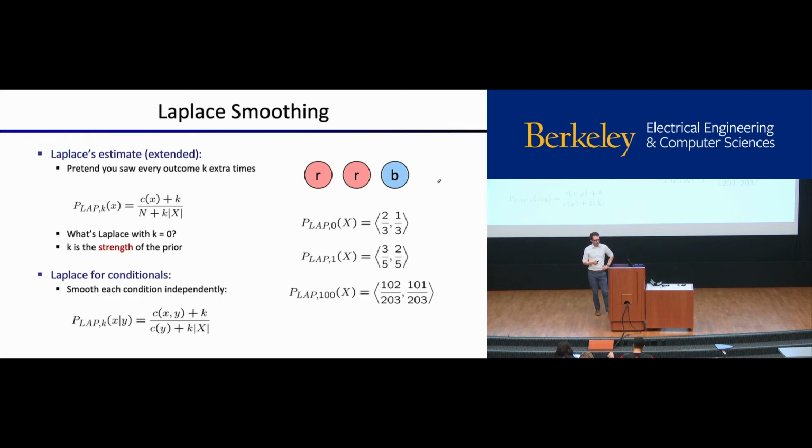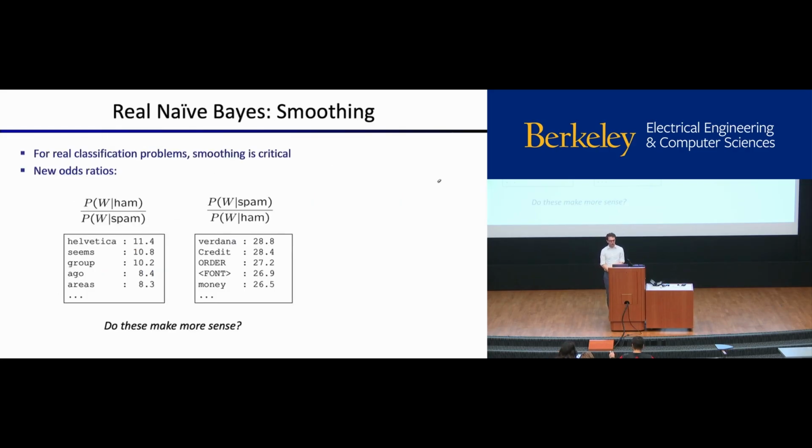Yeah, so that's like the basic idea. You're basically pretending you saw every outcome k extra times. And so what this amounts to is we just have this Laplace estimate of p. So we can go back to our email example. And now we have these new odds ratios, and you notice nothing's infinite anymore, because we've just done some Laplace smoothing.